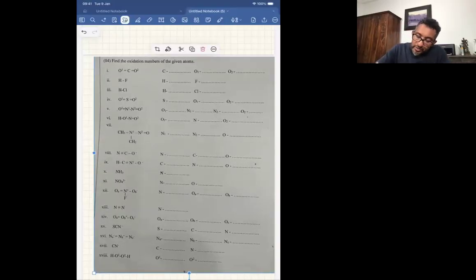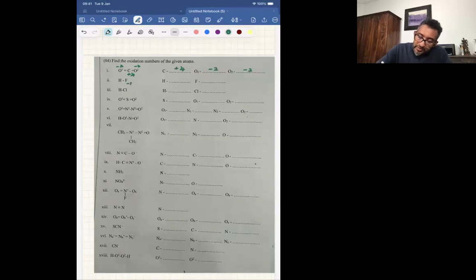Carbon. What is this one? This is -2. -2, -2. This is +4. So that carbon is +4. Oxygen is -2. This is -2. Fluorine is -1. This is +1. This is +1. This is -1. Chlorine is -1. Hydrogen is +1. +1, -1. Sulfur. This is -2. This is -2. Therefore, sulfur is +4.